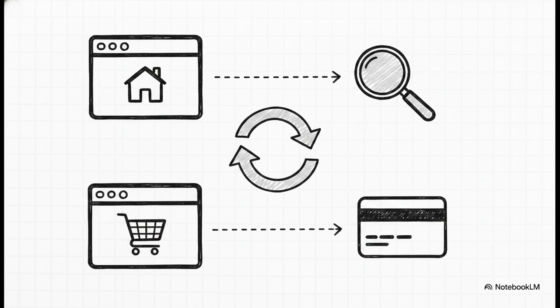If a user goes to checkout, the payment tools appear. If they go back to the homepage, boom, those are instantly swapped out for search tools. The AI only sees what's relevant to the current screen. No global, out-of-context action lists, which perfectly prevents those crazy out-of-context errors.